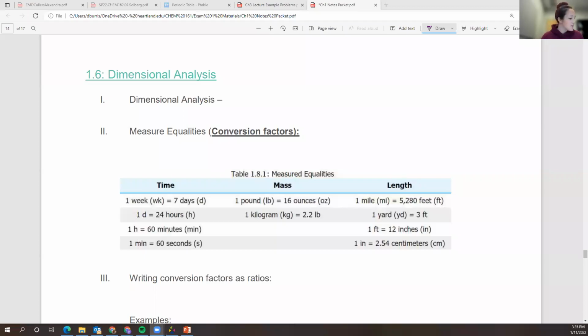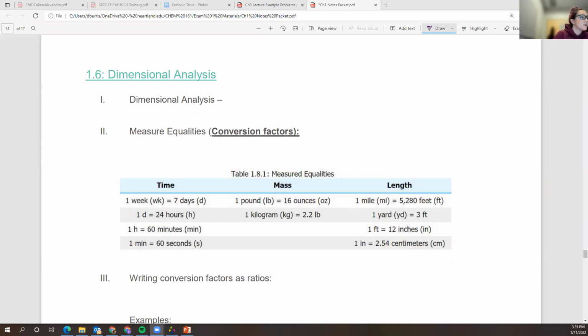Okay, this is the last part of chapter 1. So we're on 1.6, which is dimensional analysis. Dimensional analysis is essentially a method to convert one thing into another. And if you can do this method, you're going to be able to do like 75% of the problems in this class. It's really just a unit analysis. So if you keep track of your units, you should be able to solve any problem.